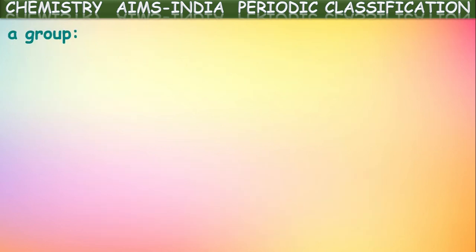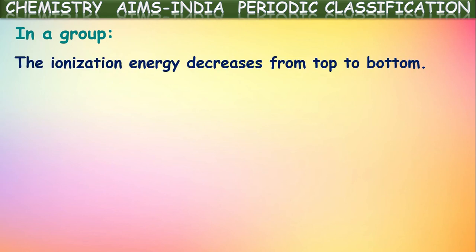Next, what happens in a group? The ionization energy decreases from top to bottom in a group.